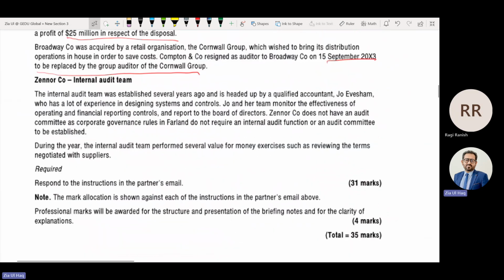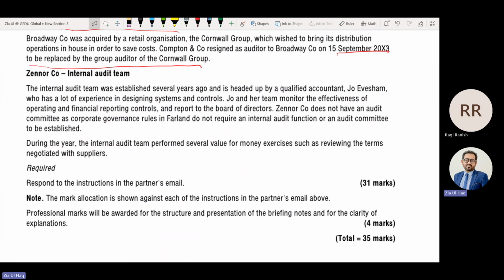Okay, there is further information. Zanner Company internal audit team. The internal audit team was established several years ago and is headed up by a qualified accountant, Joe Evesham, who has a lot of experience in designing systems and controls. Joe and her team monitor the effectiveness of operating and financial reporting controls and report to the board of directors.